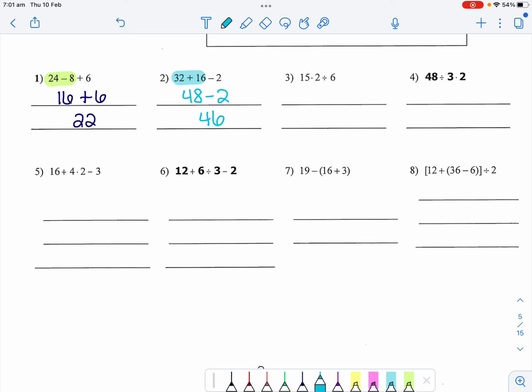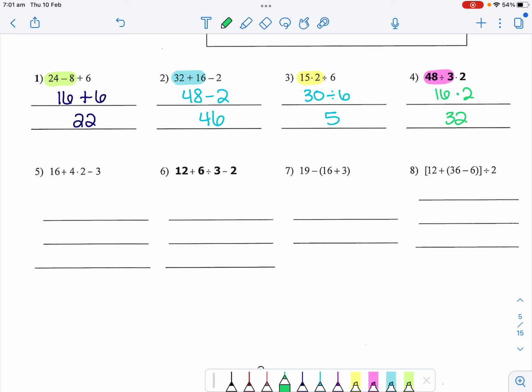Number 3 and number 4 are now multiplication and division. So using both of those operations, left to right, 15 times 2 comes first. So 30 divided by 6. 30 divided by 6 is 5. In number 4, the division comes first. 48 divided by 3 is 16 times 2, and 16 times 2 is 32.